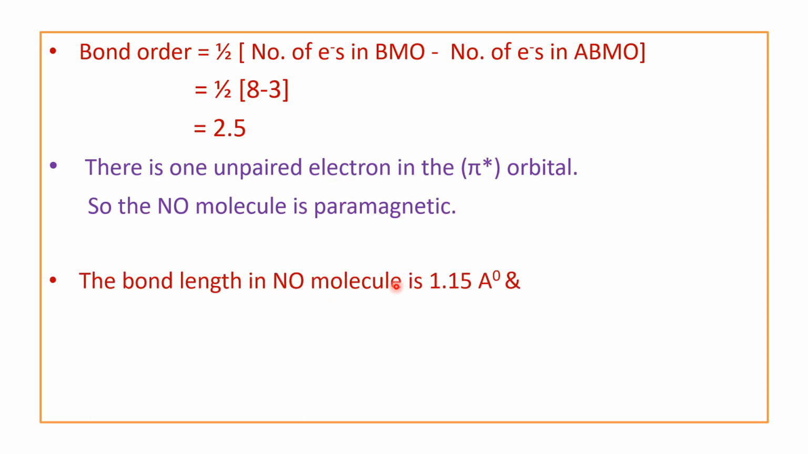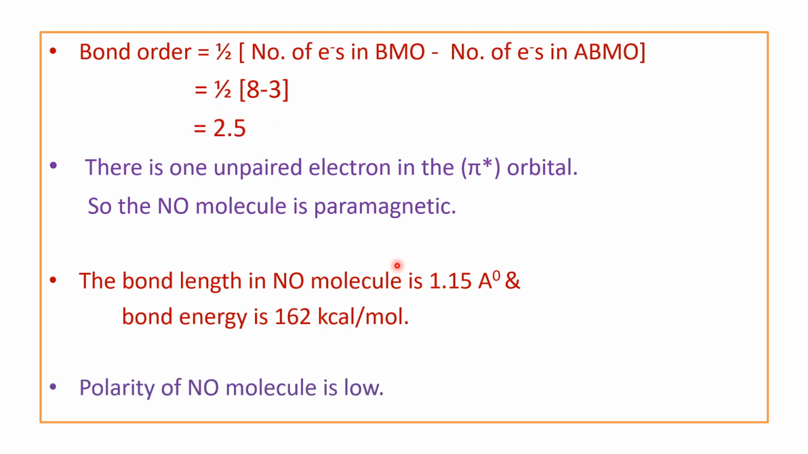Then the bond length of the NO molecule is 1.15 Angstrom unit, and the bond energy is 162 kilocalorie per mole. So this is regarding the NO molecule, which has the bond order 2.5. So from the NO molecule, we can say that the polarity of the NO molecule is very low.